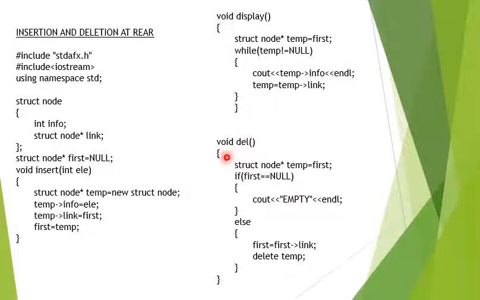After that, you use a void del, meaning delete, function, where you use a temporary variable again and initialize it to first. Then if first is equal to NULL, you directly check the header whether it is a NULL value or contains some address. If it is NULL, it should print empty, else first is equal to first of link, where it travels to the next node, and the node which was connected to first is deleted as temp. And after that, we continue like that only.